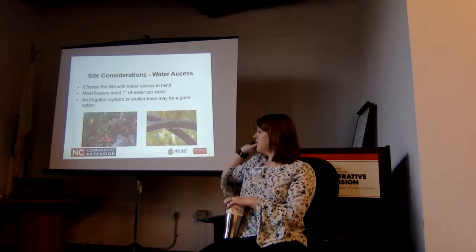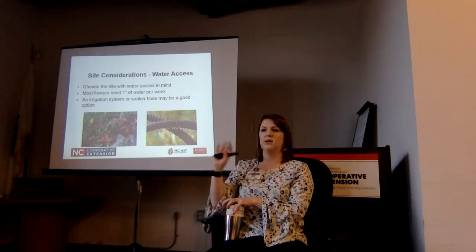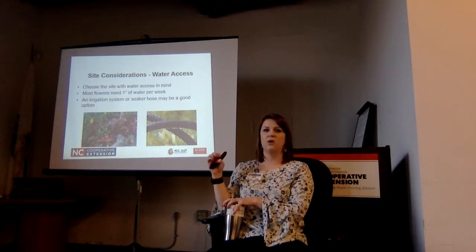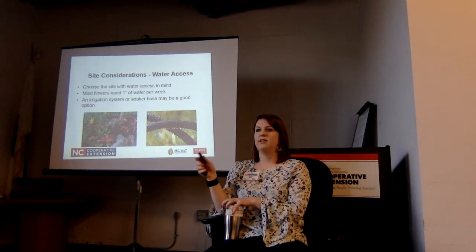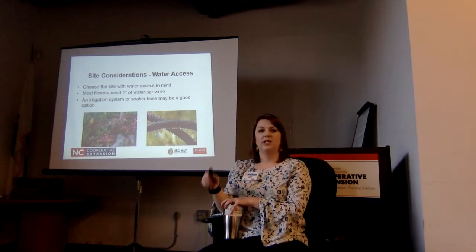And the picture there on the right is showing kind of what a soaker hose does, where it has that permeable material on the outside, and water slowly seeps out of it. So it's a really good option to make sure that you're watering as efficiently as possible.